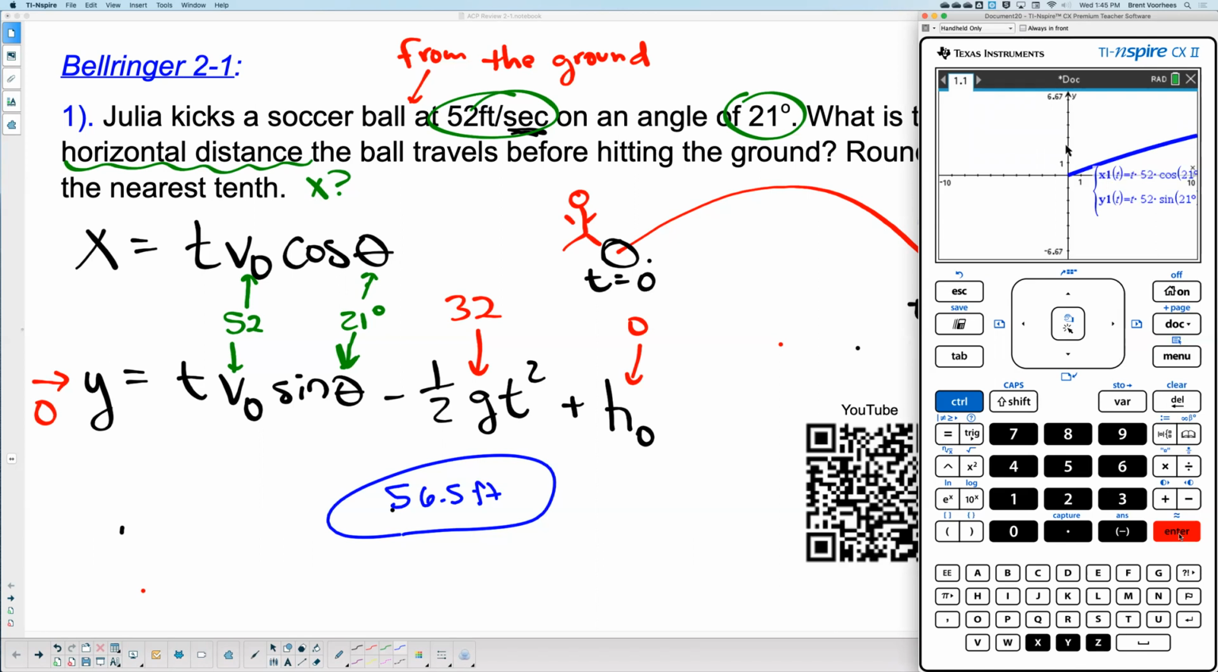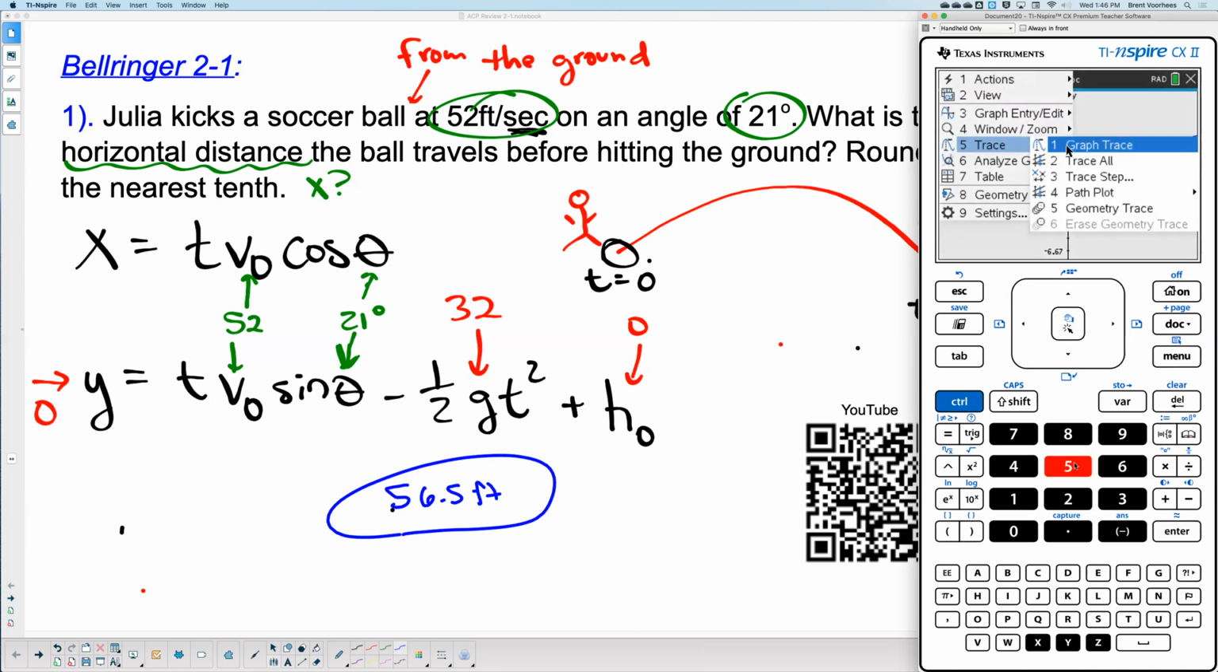Now, how you can do it is do it like we would do those other parametric problems where you trace the graph to see which way the ball's moving, where it is in time. So press menu, trace, and choose graph trace.